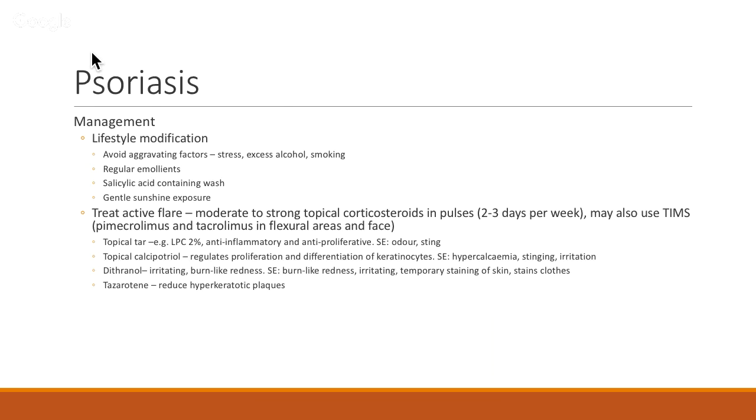So again, you want to treat the active flare first, and you do that with moderate to strong topical steroids in pulses. So 2 to 3 days per week, then stop, and then continue for a while until the flare decreases. You can also use topical immunomodulators, so pimecrolimus and tacrolimus in the flexural areas and the face. There are various other topical treatments as well that can be either used as adjuncts or form part of maintenance therapy. So topical tar is something that's common in psoriasis. It has anti-inflammatory properties, but unfortunately there's an odour and it stings and will colour your clothes.